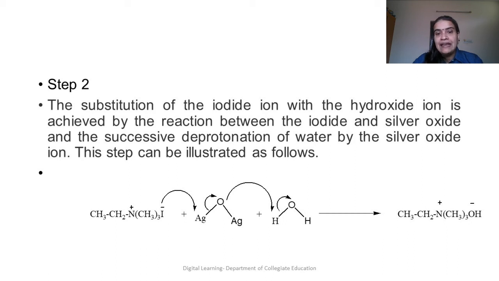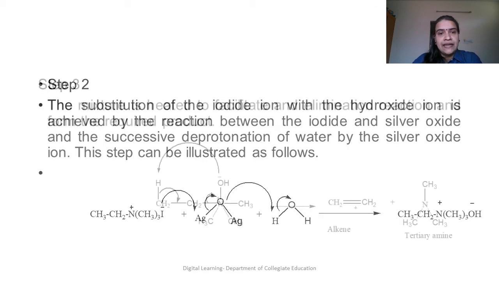This step can be illustrated in the form of the mechanism as shown below, where the I minus iodide ion of the quaternary ammonium iodide attracts the silver ion of silver oxide. At the same time, the O minus attracts the proton of the water molecule, and the bonded electrons will be shifted towards oxygen to form OH minus. The resultant hydroxyl ion takes the position of I minus of quaternary ammonium iodide, and it will be forming quaternary ammonium hydroxide. This is happening in step 2.